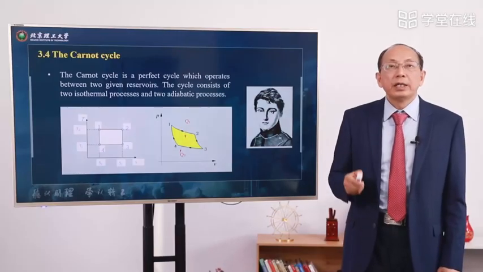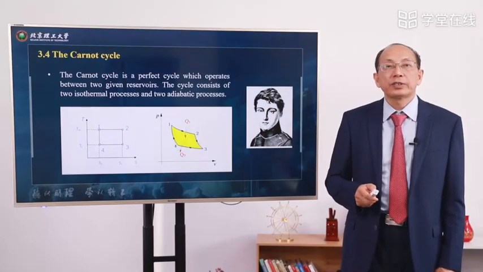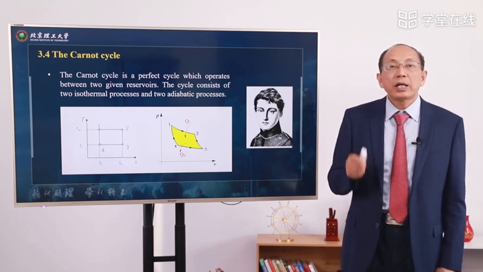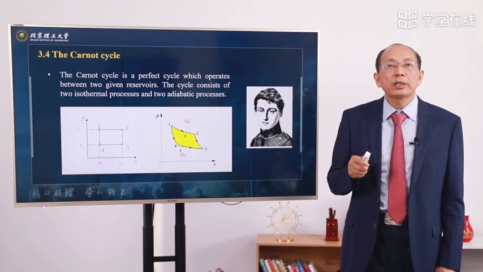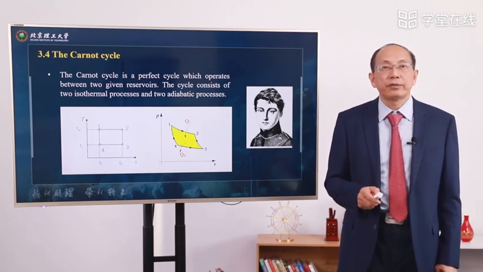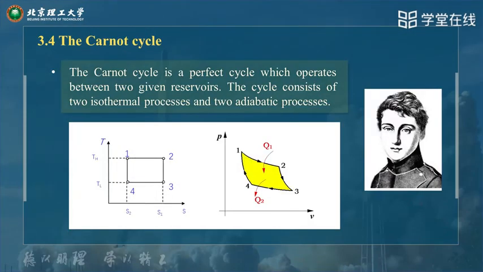Okay, Carnot cycle. Carnot theorems just come from the Carnot cycle. The Carnot cycle is a perfect cycle which operates between two given reservoirs. The cycle consists of two isothermal processes and two adiabatic processes.